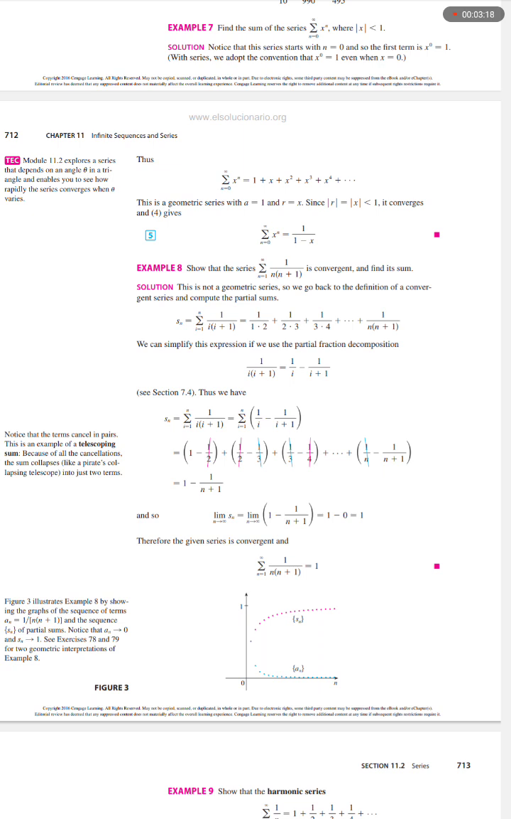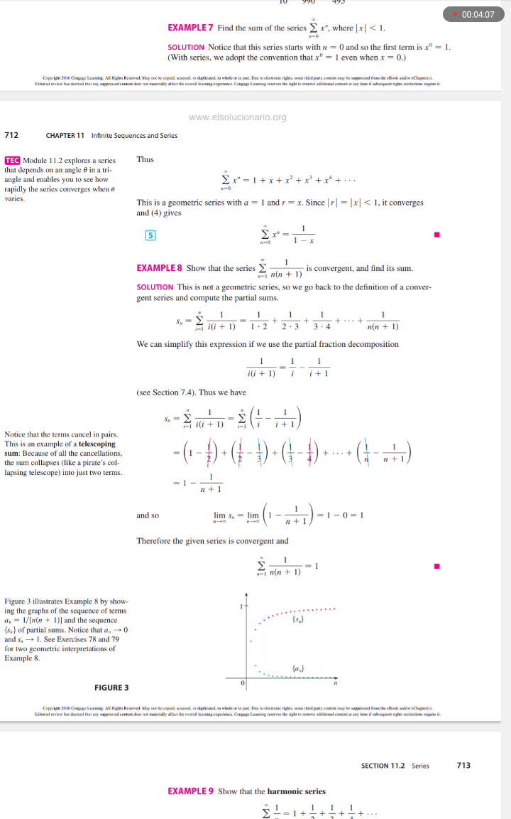S sub n equals the sum from i equals 1 to n of 1 over i times i plus 1 equals the sum from i equals 1 to n of 1 over i minus 1 over i plus 1, equals 1 minus 1 half plus 1 half minus 1 third plus 1 third minus 1 quarter plus ellipsis plus 1 over n minus 1 over n plus 1, equals 1 minus 1 over n plus 1.